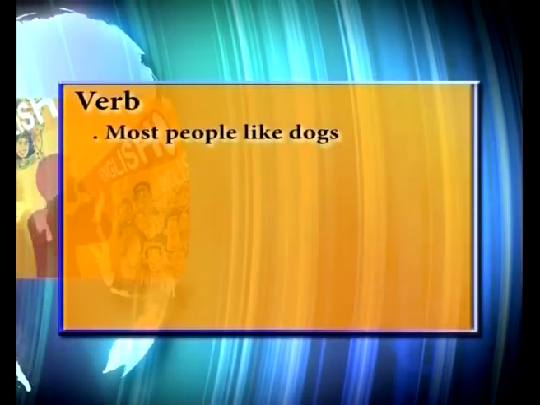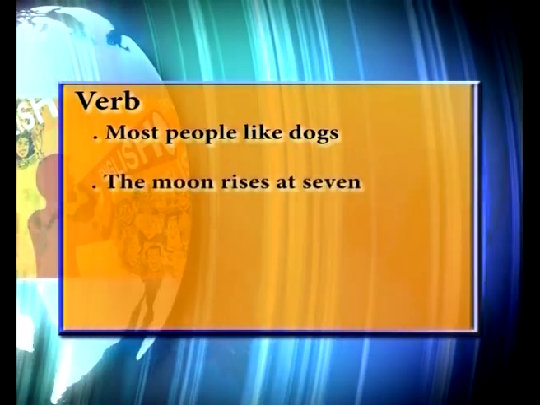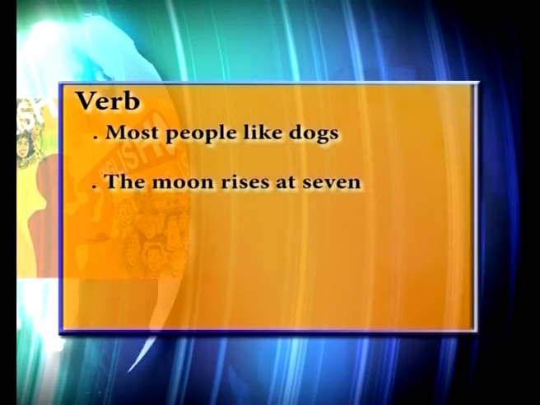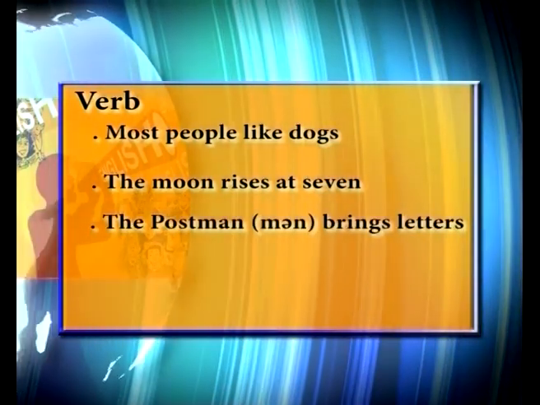Second sentence, most people like dogs. In this sentence, like is a verb. The moon rises at 7. Here, rises is a verb. The postman brings letters. Here, brings is a verb.